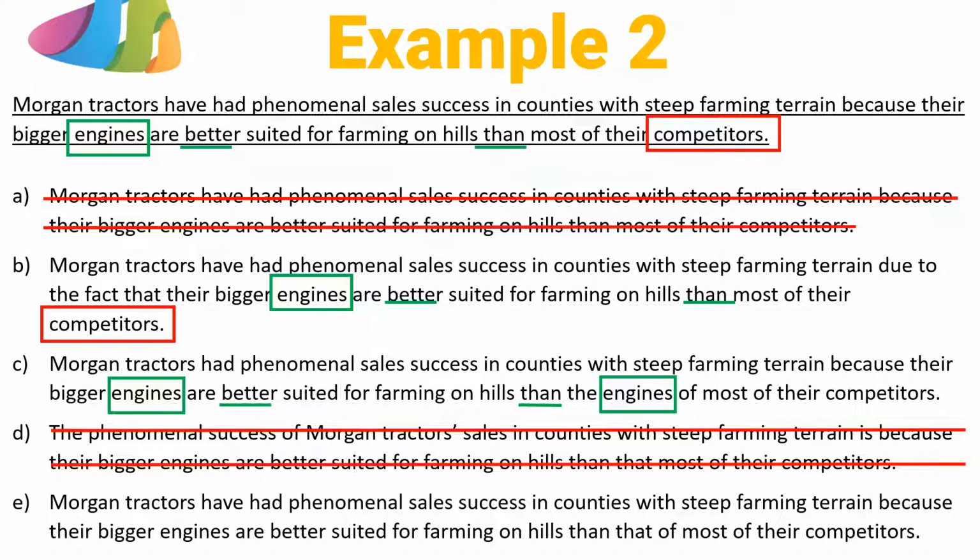E is almost right. It compares engines to that of their competitors. The problem is that engines are plural. E would have worked if it would have said those of instead of that of. So that means C is correct. Nice job.